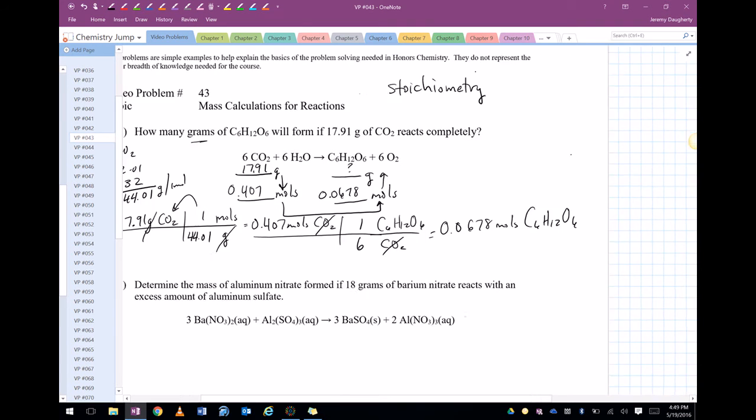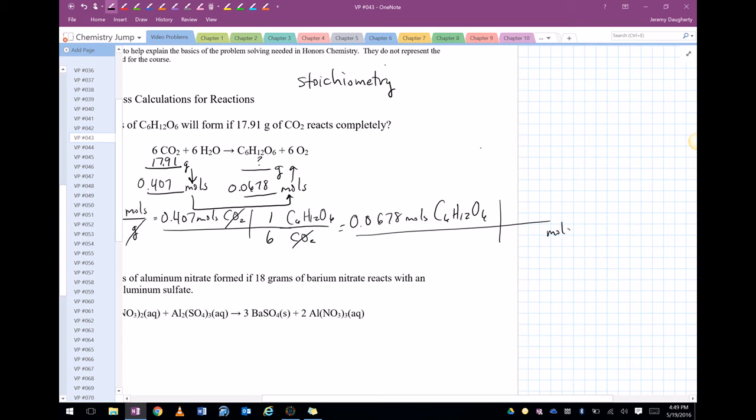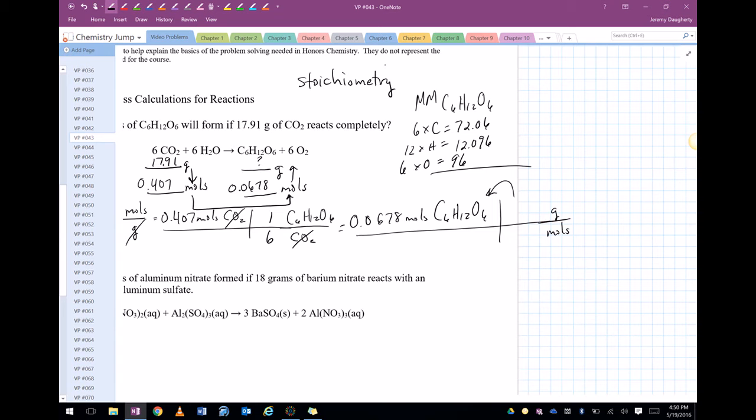Now I'm going to go from moles to grams. I got moles, I want to get rid of moles and pick up grams, grams over moles, talking about molar mass. So let's calculate the molar mass of that big compound, C6H12O6. 6 times carbon, which is 72.06, right? 12.01 times 6. 12 times hydrogen, so 12 times 1.008, which is 12.096. And then I've got 6 times oxygen, which is 6 times 16, so that's 96. Yeah, that's right. Add all those up: 96 plus 12.096 plus 72.06. It's around 180, so this ends up being 180.156 grams per mole. So 180.156 goes there, that's grams in 1 mole.